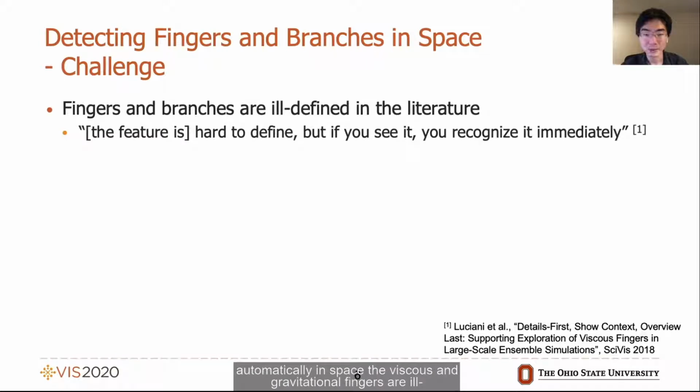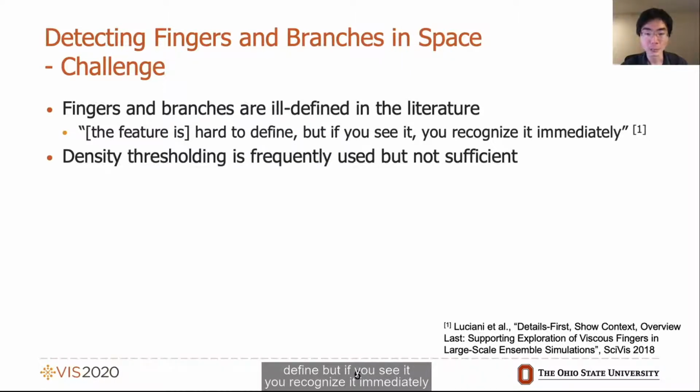The viscous and gravitational fingers are ill-defined in the literature. A science paper in 2018 reported that the finger feature is hard to define, but if you see it, you recognize it immediately. Previous works usually use density thresholding to extract fingers. With a specified density threshold, the regions with density values larger than the threshold are extracted. Although density thresholding is efficient, it is not sufficient to extract complete branches.